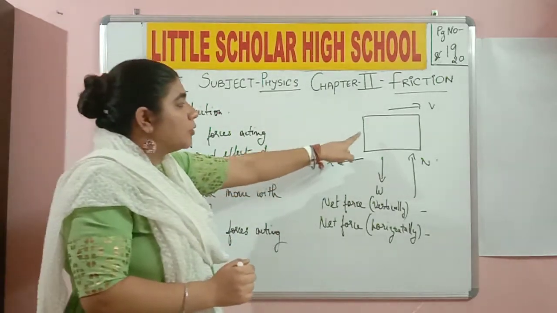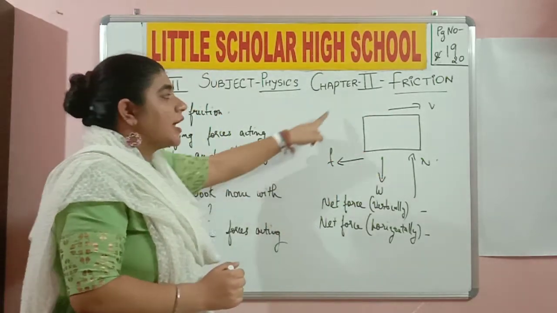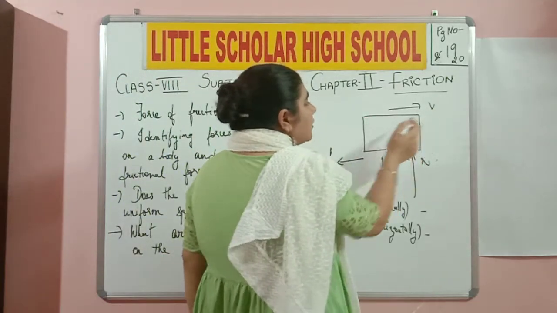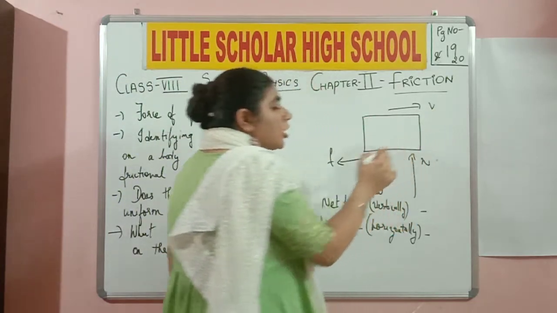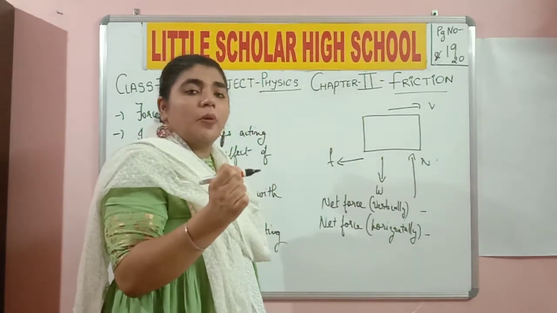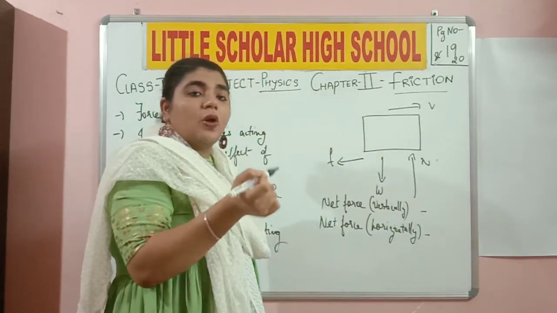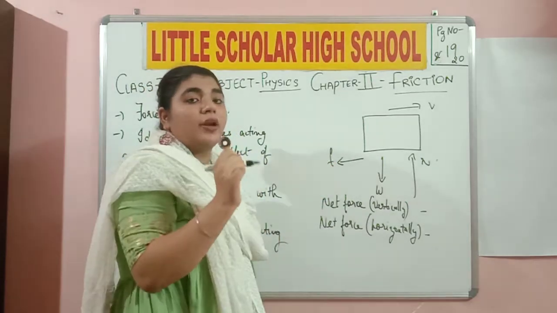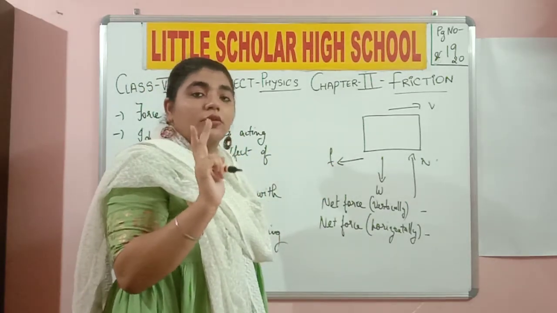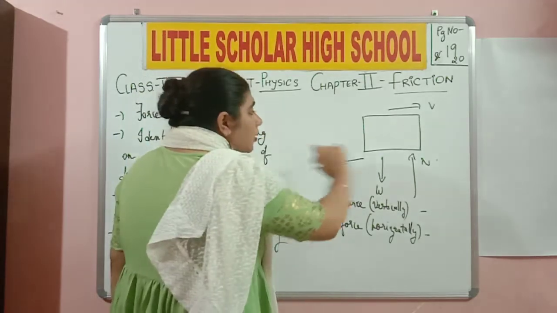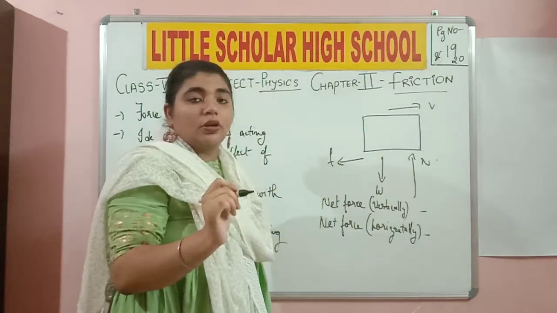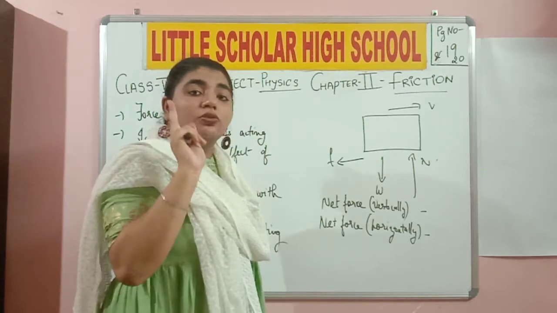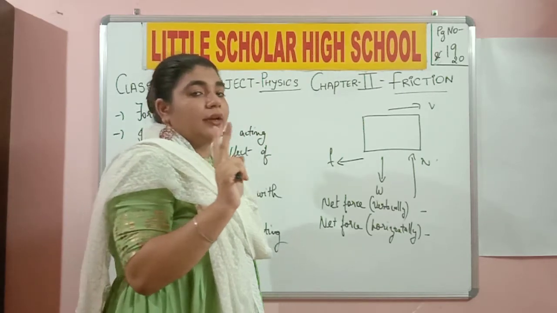Okay, if this was the book, there would be four forces acting on the book. Okay, it is moving with a certain velocity in a certain direction, but after moving to a certain point, it stopped. It stopped because of which force? The frictional force, which is denoted by small f. So these two are the forces acting in the horizontal direction on the book. Now what forces are acting in the vertical direction?